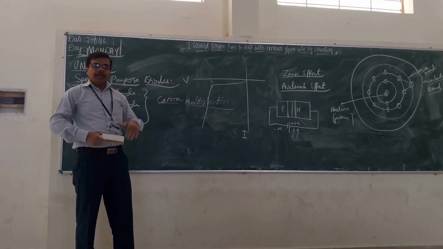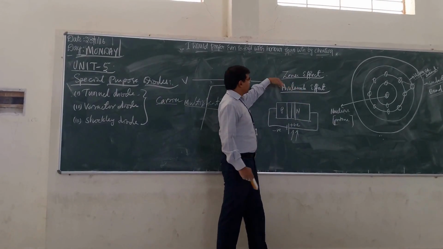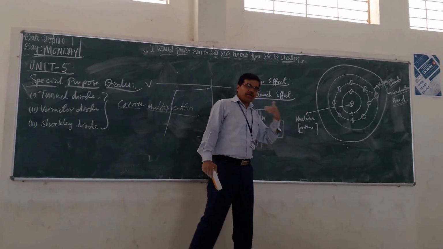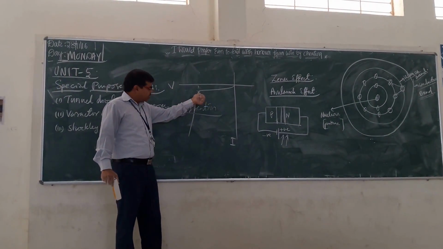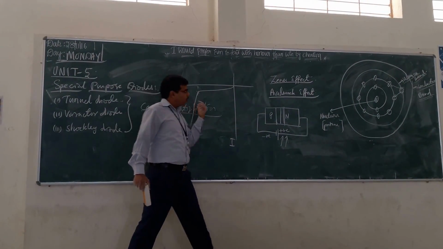So the summary is: the avalanche effect occurs above 6 volts, and the Zener effect occurs below 6 volts. In both cases, with a small increase in voltage there is a drastic increase in current.